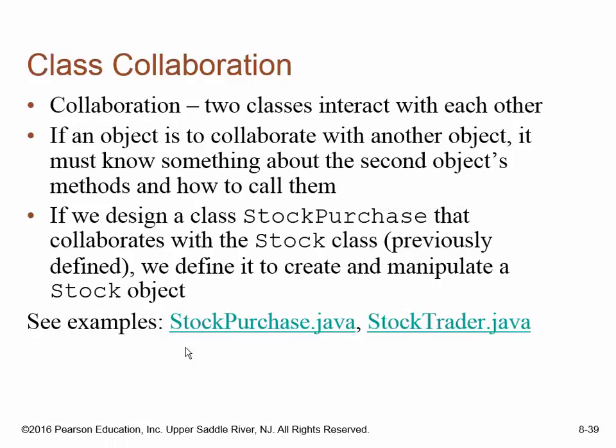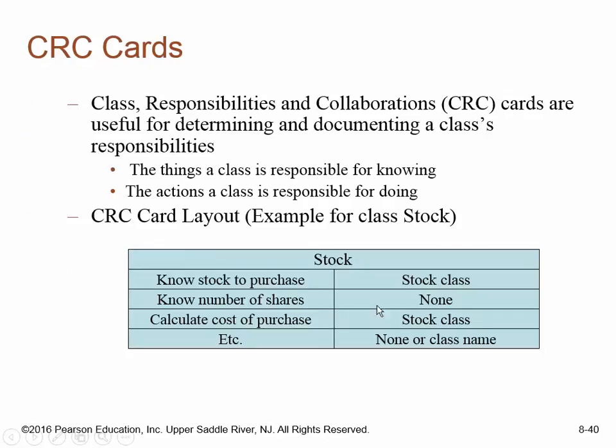All right. This chapter ends with talking about class collaboration, which is how two classes interact with one another. So if, for instance, we design a class called stock purchase, it would probably collaborate with a class called stock that we previously defined. So we come up with ways like this, and we create these. This is called a CRC card, a class's responsibilities and collaborations card. It's just literally an index card where you put the name of the class up here, and things that the class is responsible for knowing and things that the class is responsible for doing. So how it's going to communicate with other things.